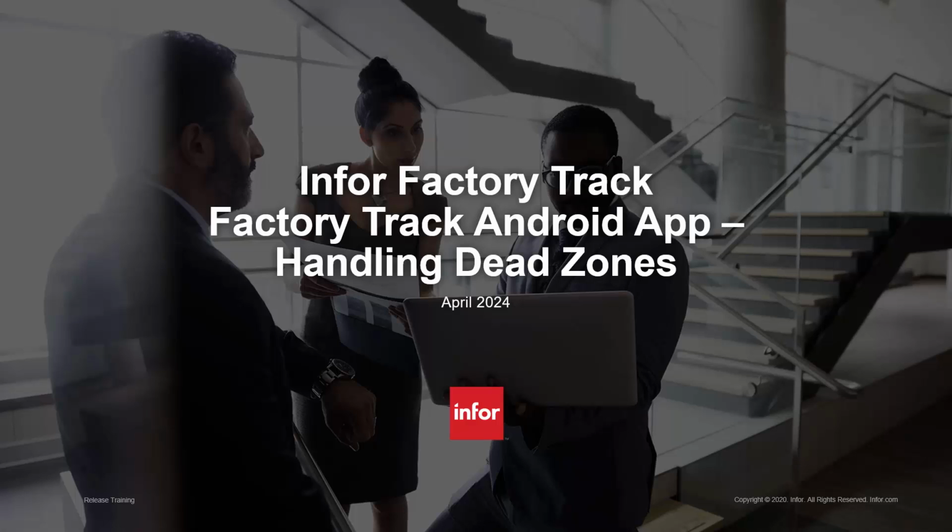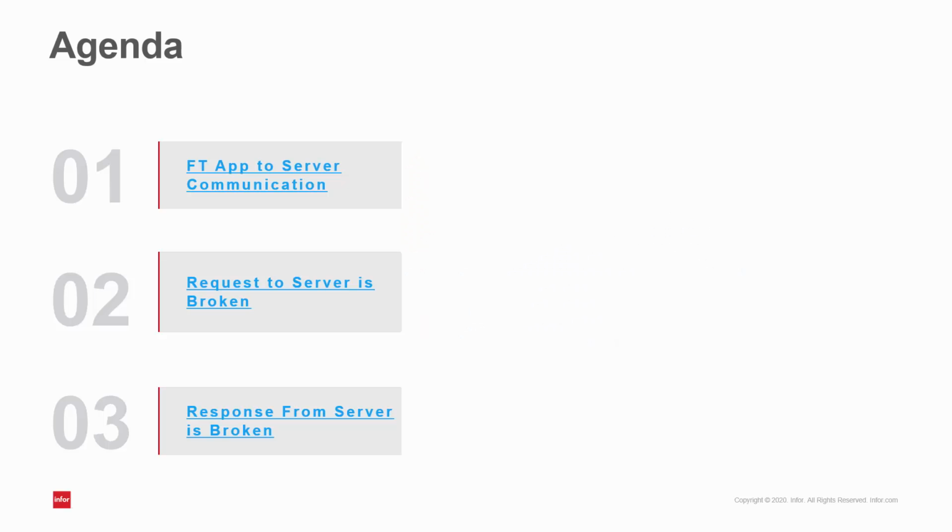This short video explains how the FactoryTrack Android app handles dead zones. Dead zones are areas of the warehouse or the production floor where Wi-Fi is sporadic and we are liable to lose connection at any time. We're going to cover the app to the server communication, what happens when the request to the server is broken, and what happens when the response from the server is broken.